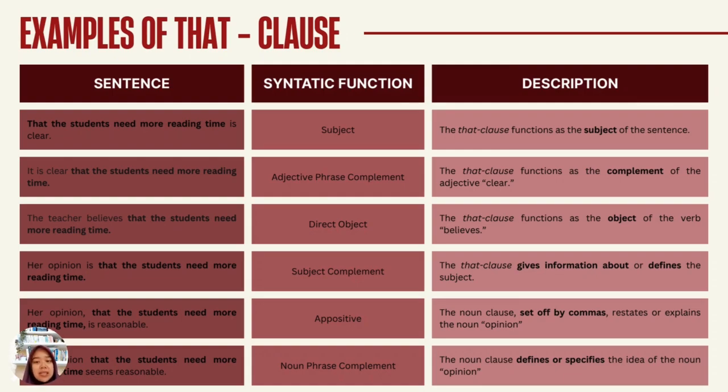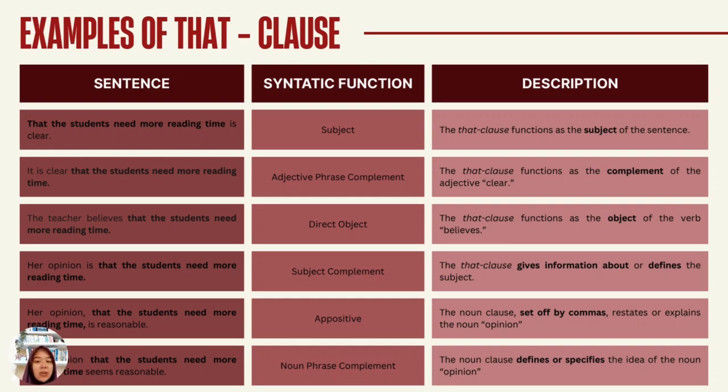So the clause itself is the person or thing performing the action being described. And then the second example: it is clear that the students need more reading time. The syntactic function of that clause is as adjective complement. This sentence means the same thing as the first one, but it's structured differently. Here, the word it is the subject. The clause that the students need more reading time comes after the adjective clear. Its job is to complete the meaning of the adjective. It tells us what is clear.